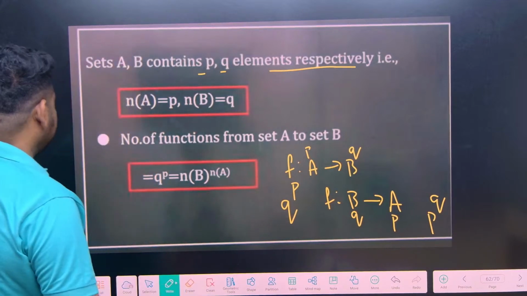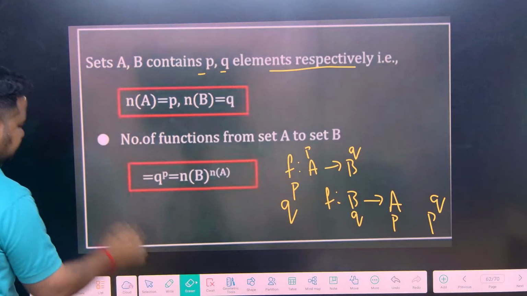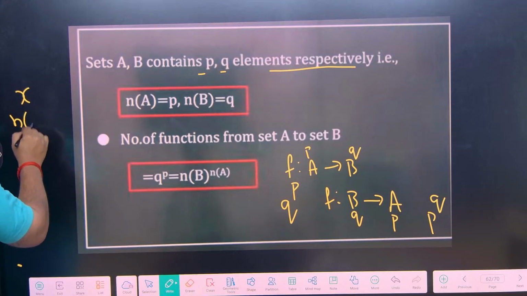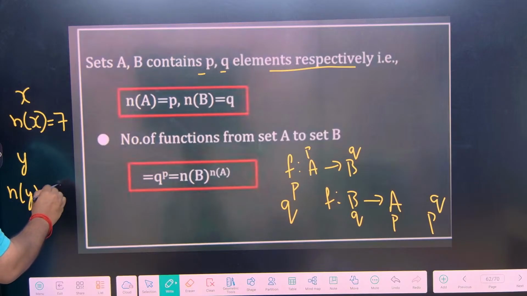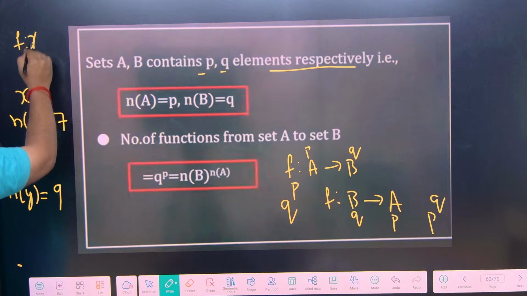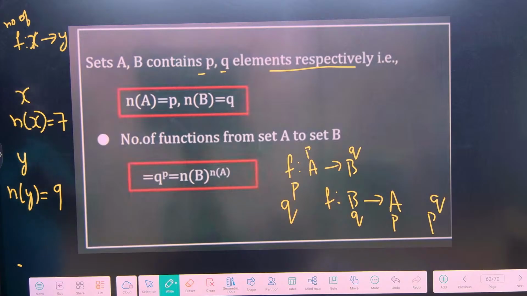Let us take one more example. Suppose there is set X. The number of elements of set X, let it be 7. Let there be set Y. The number of elements of set Y, let it be 9. Now I will ask you a question: the number of functions from X to Y.